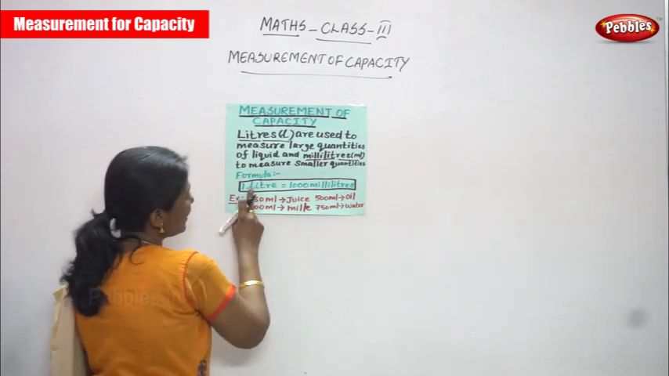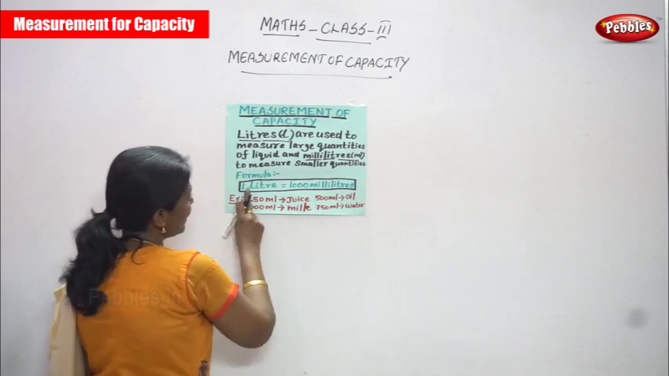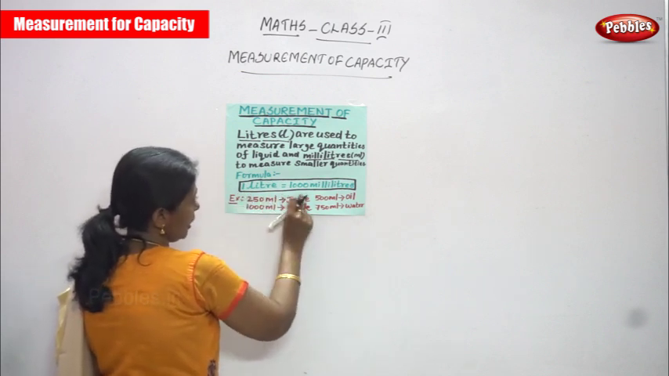Okay, formula: 1 liter is equal to 1000 milliliter. The formula of 1 liter is equal to 1000 milliliter.